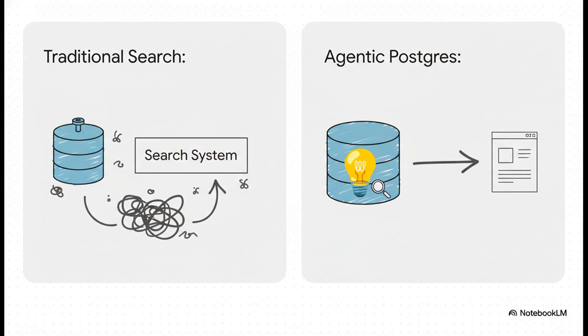Let's just zoom in on that search feature for a second, because it's really the heart of this whole thing. The old way of doing search is on the left. It's messy, you have your main database and a totally separate search system, and you're always worried about them getting out of sync. The Agentic Postgres way is just so much more elegant. All the search intelligence lives right inside the database. It's simpler and it's more powerful.